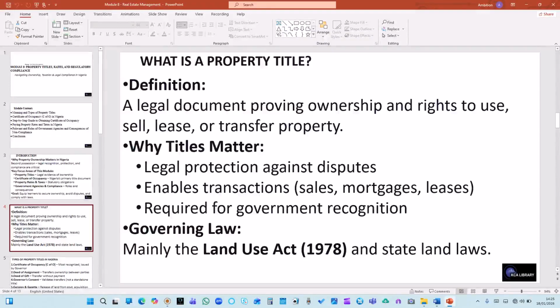Why titles matter? One, legal protection against dispute. So it serves as a protection against unhealthy dispute. It enables transaction, which is to say it facilitates transactions such as sales, mortgage, or lease. It is required for government recognition. So it is in compliance with government recognition. Then the governing law of property title mainly is the Land Use Act, which vests all land use in the state government.